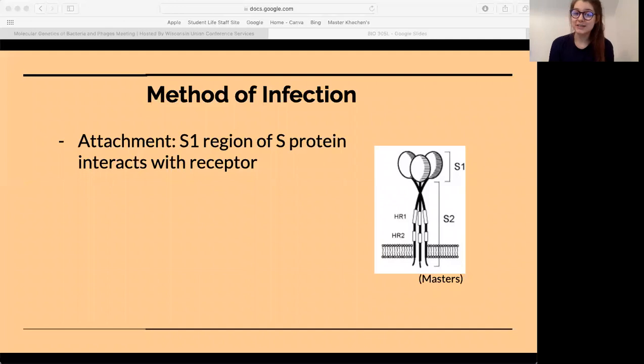So then we can move on to the method of infection. Once we have those particles that are ready to infect other cells, the S1 region of the S protein will interact with the host receptor. So this image is a blown up cartoon image of the S protein. So that top portion is what interacts with the host receptor.